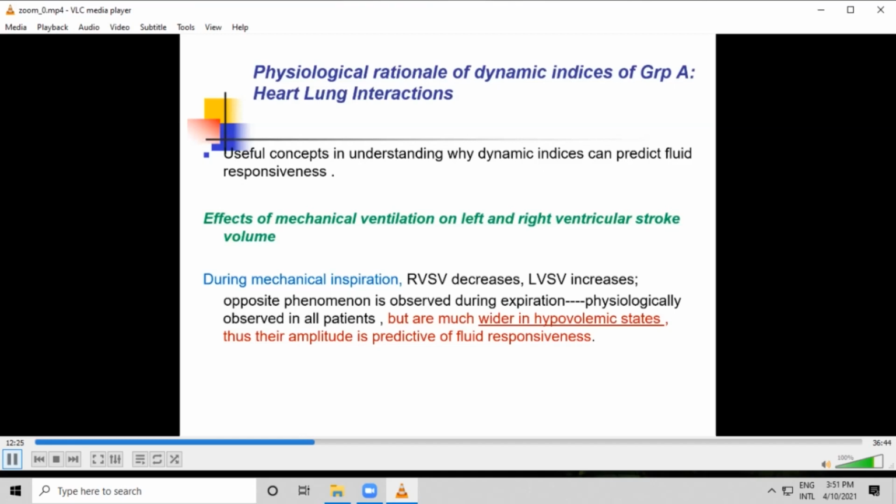Thus, their amplitude, that is the swing in these variables, which are a function of the heart-lung interactions, is predictive of fluid responsiveness. The amplitude of that variation is exaggerated during hypovolemic states. We can use these indices to predict fluid responsiveness.